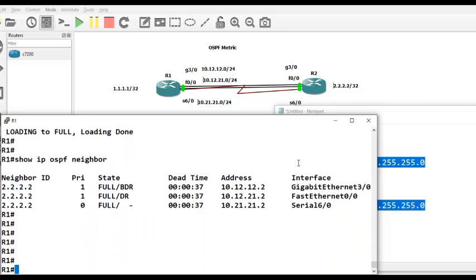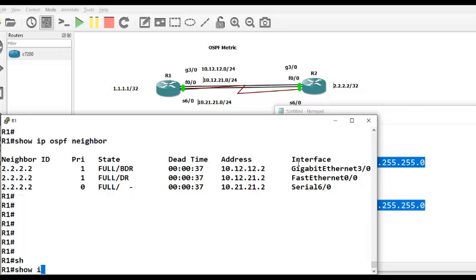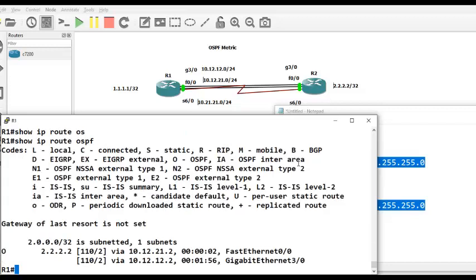Alright, now let's check the routing table. Show IP route Ospf. You see, it says I'm going via gig and fast Ethernet. You know why? Serial is 1.5 meg only, just 1.5. Now via gig Ethernet and fast Ethernet, the cost is same. That's what I was talking about. The loopback interface cost is 1 and gig Ethernet cost is 1.